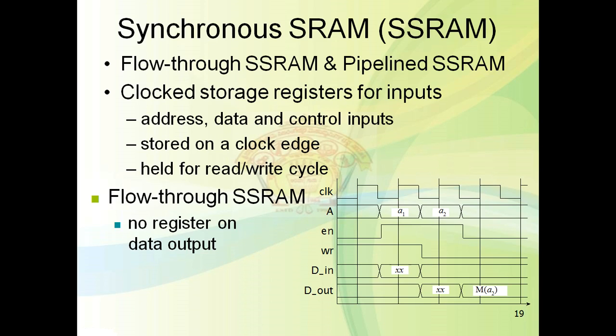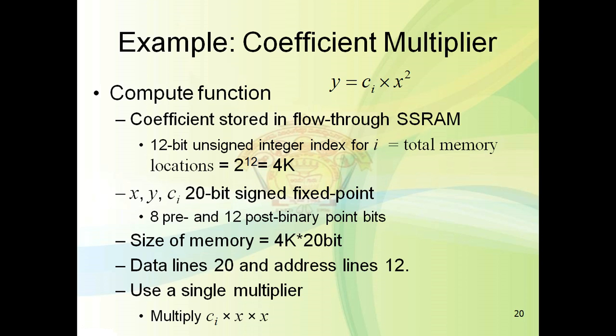we have two types, that is flow through SRAM and pipeline SRAM. In the previous class we discussed the flow through SRAM and its timing diagram. Today we'll discuss one example on the flow through SRAM, and we'll discuss the pipeline SRAM.